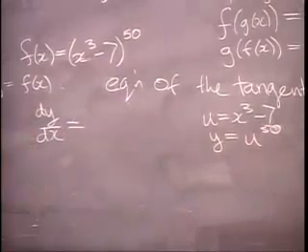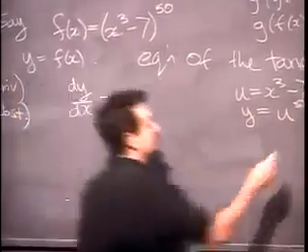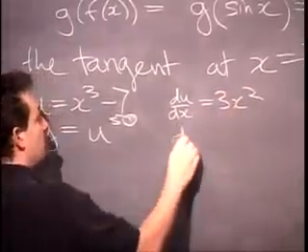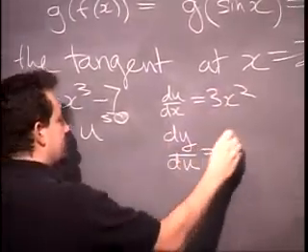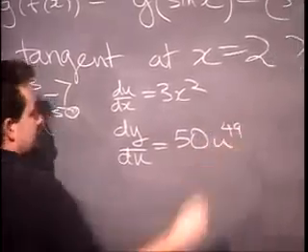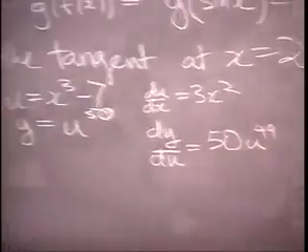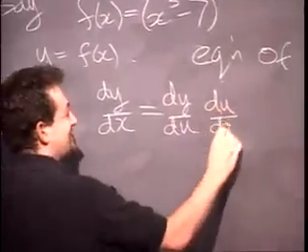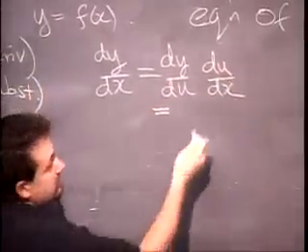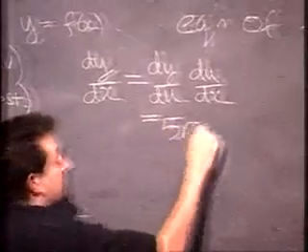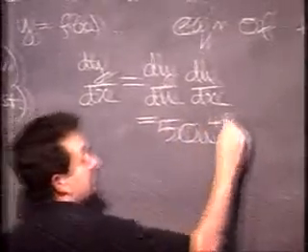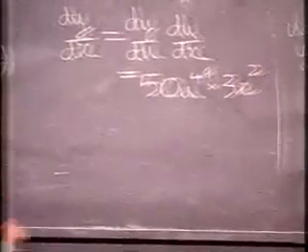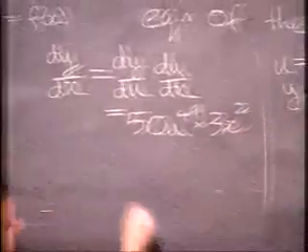There's a composition. So du/dx is 3x squared, and dy/du is 50u to the power of 49. So according to the chain rule formula, dy/dx is dy/du times du/dx. dy/du is 50u to the 49. du/dx is 3x squared. But we can't just leave that u around. We need to replace it back by x cubed minus 7.